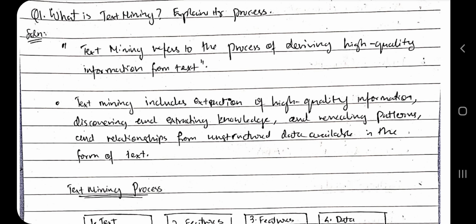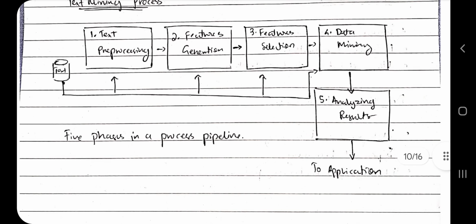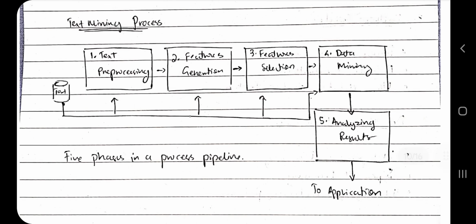Next, if they ask you to explain the process, what will be the process? The process consists of 5 steps. Text pre-processing. Remember the full gold story. Okay, you got some gold. Inside that gold there is zinc, aluminum, and magnesium. You cannot send that as such, right? You need to pre-process it, meaning you need to clean out the unwanted things.